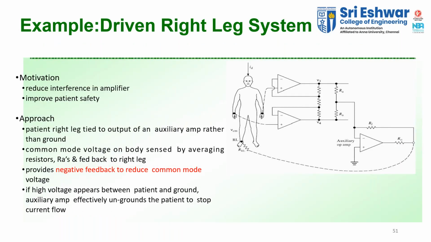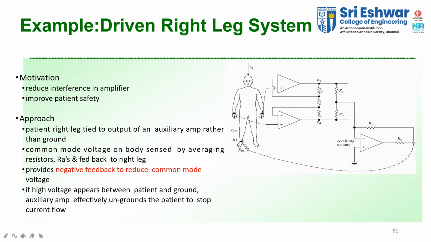This is one example of biopotential amplifiers. We have two electrodes, one on either hand, and one more electrode here. This is a typical diagram for the measurement of cardiac muscle. This output is given as input to one amplifier, a non-inverting amplifier, and here we have taken another signal from the other hand into an inverting amplifier.